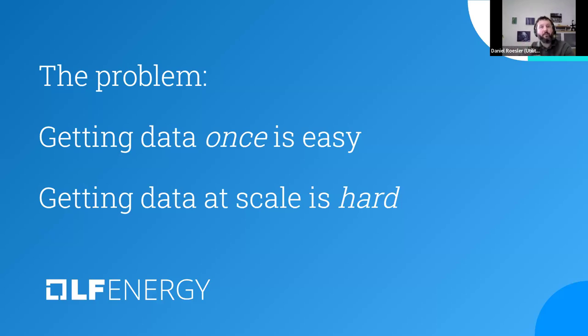And so we start off with the assumption that getting data and connecting with systems once is easy in the sense that it's straightforward. You can do it if you devote time to it. It's kind of clunky, but you can do it. However, getting data and connectivity at scale, that is the hard part. How do you do millions of these things in order for the energy transition to be successful?